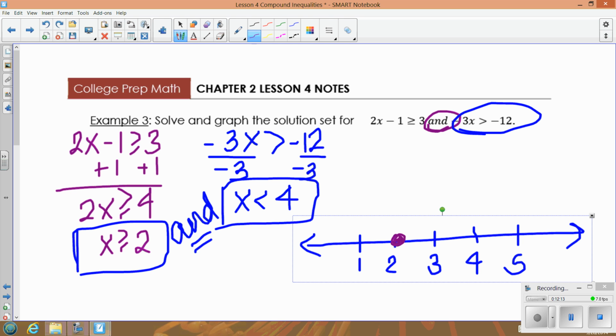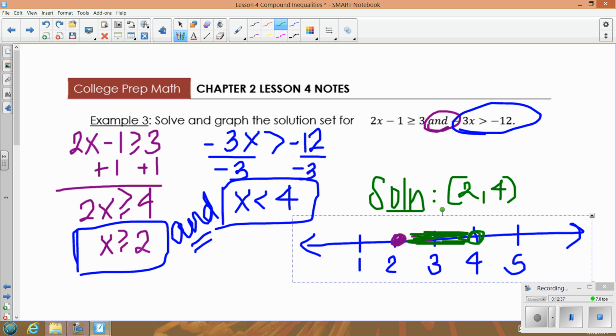So we have 2 is going to have a solid circle, and we're going to the right. And then x is less than 4. It's going to be an open circle, and we're going to be going to the left. So we're going to be shading in between those two values. The solution to this is going to be 2, comma 4, open bracket around 4.